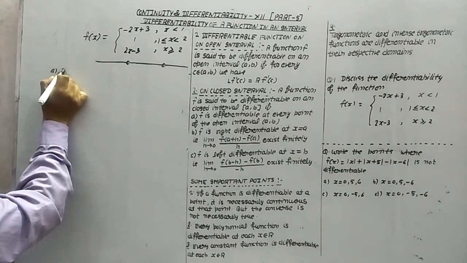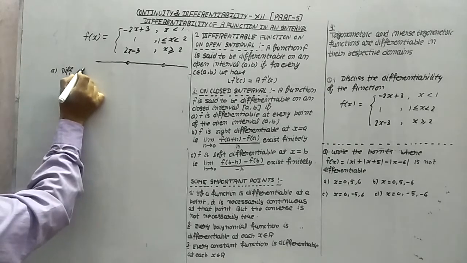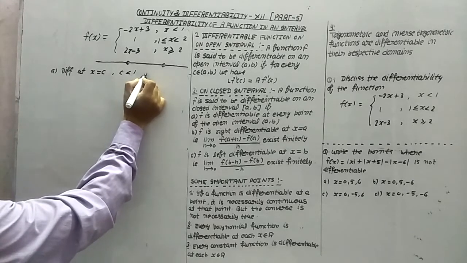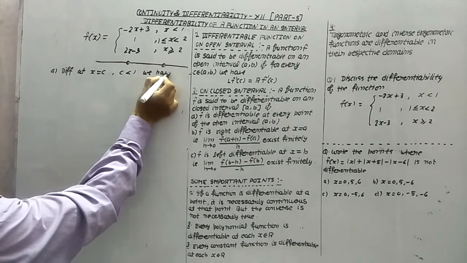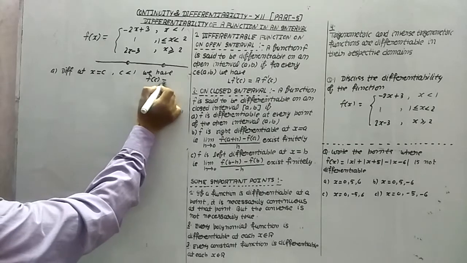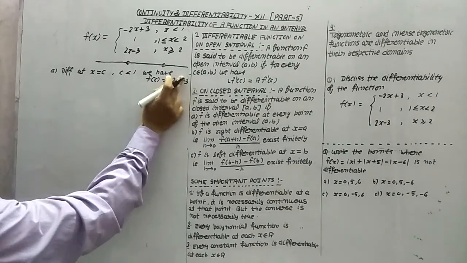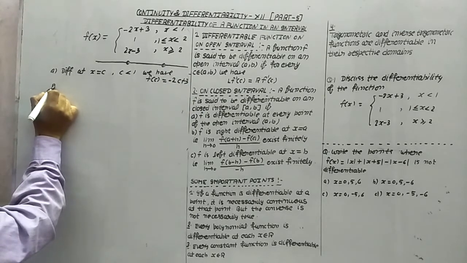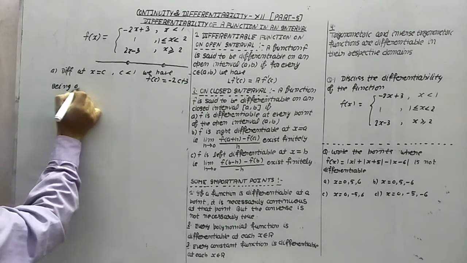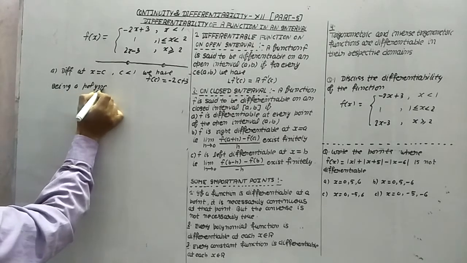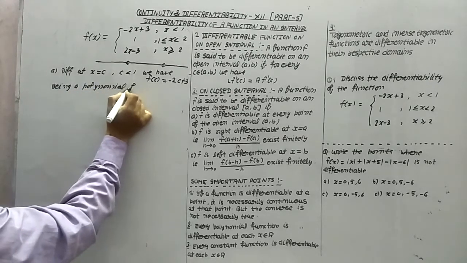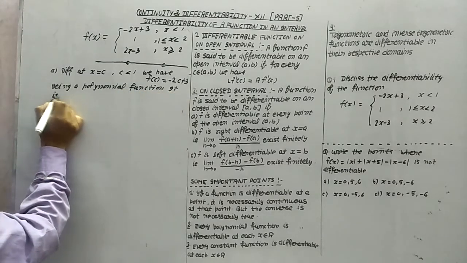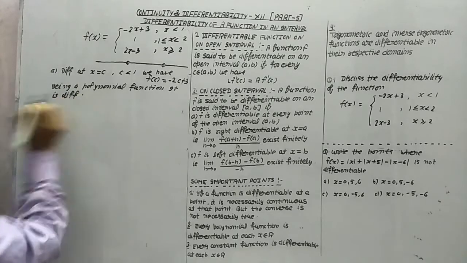A part, differentiability at x equals c where c is less than 1. It means we have f(c) equals minus 2c plus 3. Therefore, being a polynomial function, it is differentiable. So the first part is like that.